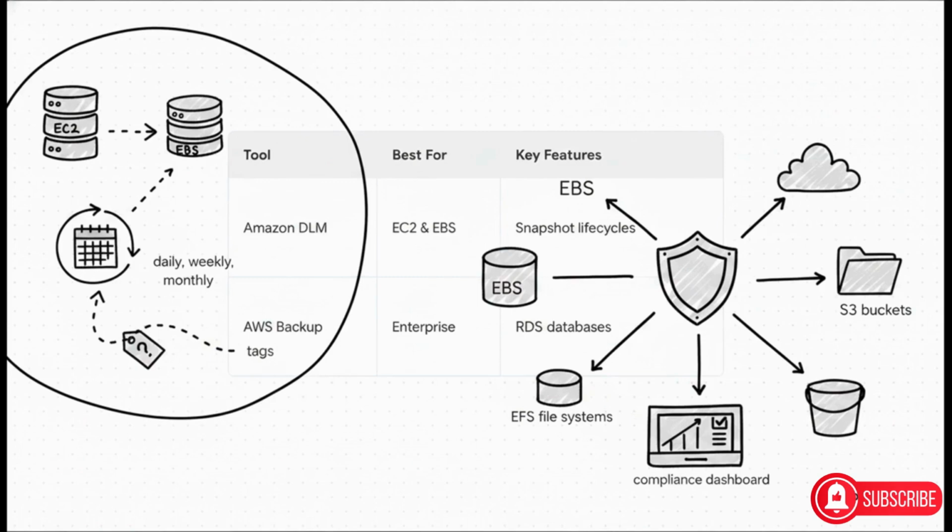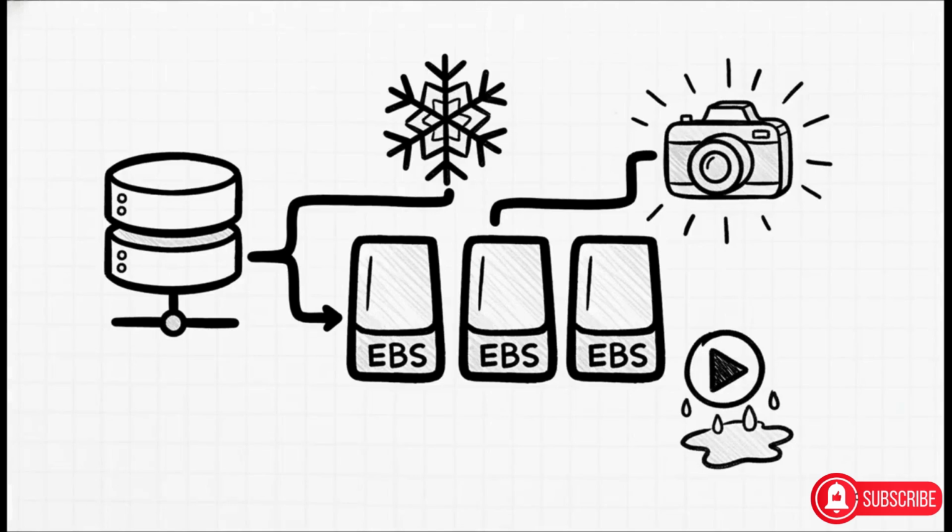But if you're running a massive enterprise architecture, you're going to want AWS Backup. It gives you centralized protection not just for EBS, but for your RDS databases, EFS file systems, and S3 buckets, all from one clean compliance dashboard. Now, complex databases are kind of tricky because they usually span across multiple EBS volumes.